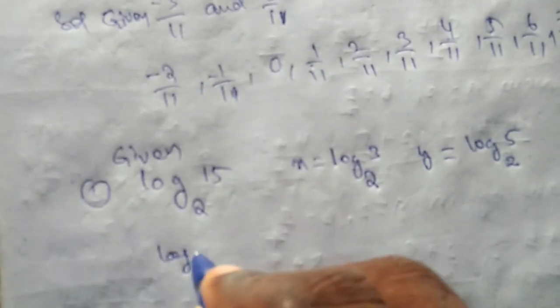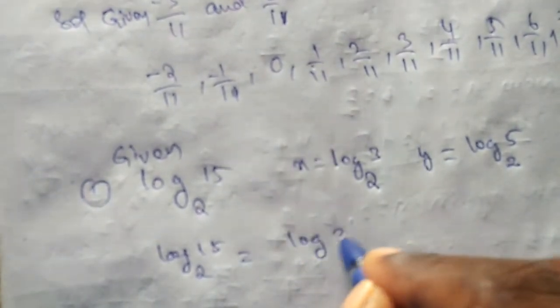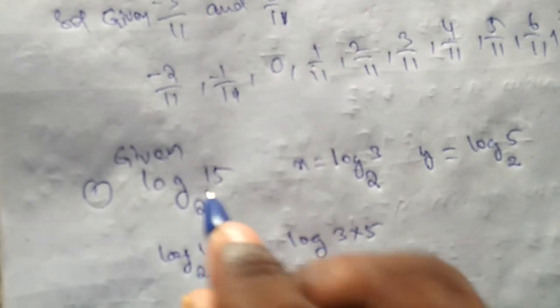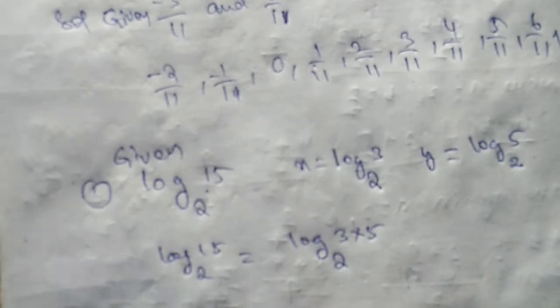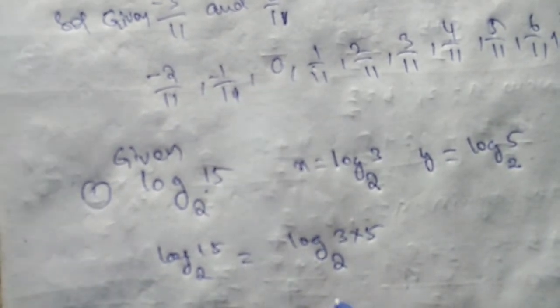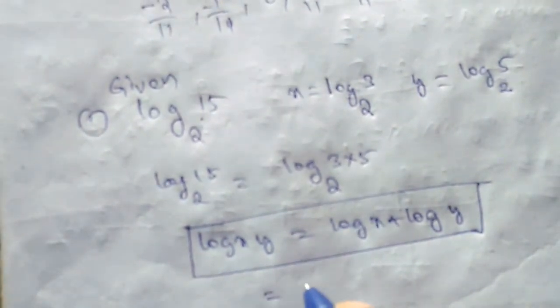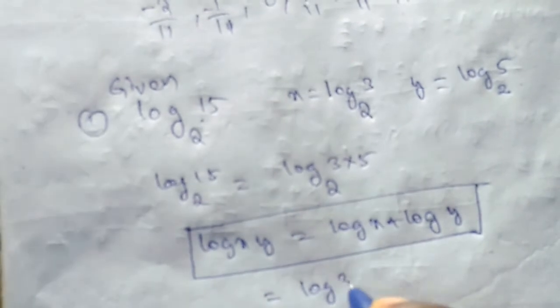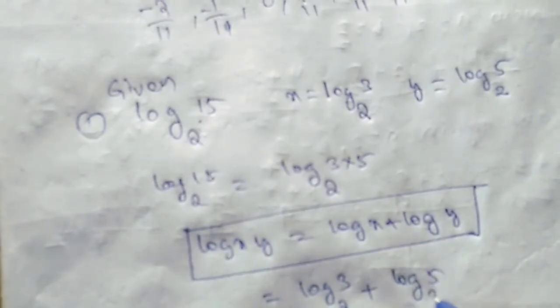So log 15 base 2, how can we write it? What are the factors of 15? 3 fives are 15, base 2. Log xy is equal to log x plus log y. So I am going to apply this formula here. So log 15 base 2 is equal to log 3 base 2 plus log 5 base 2.